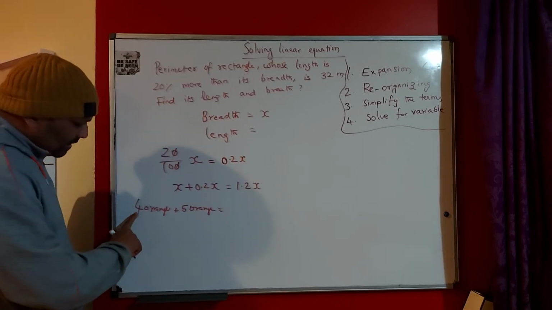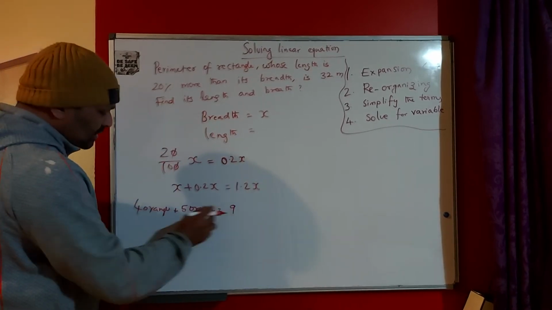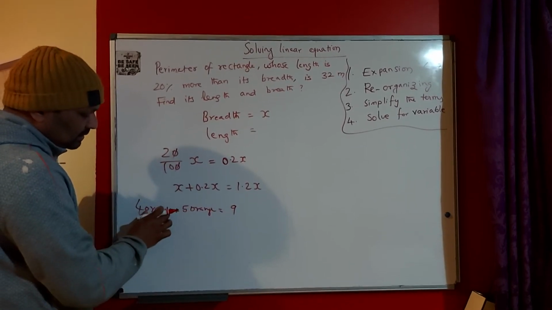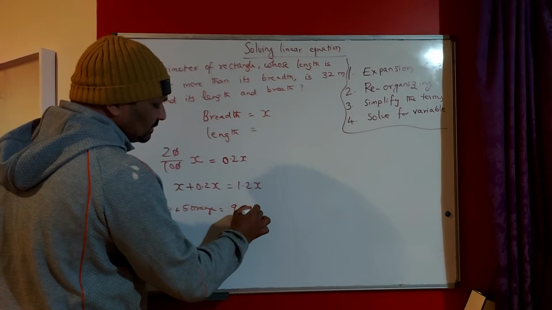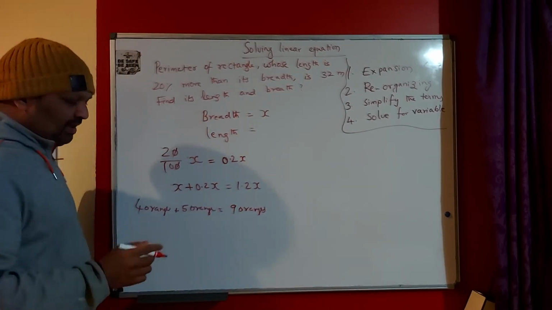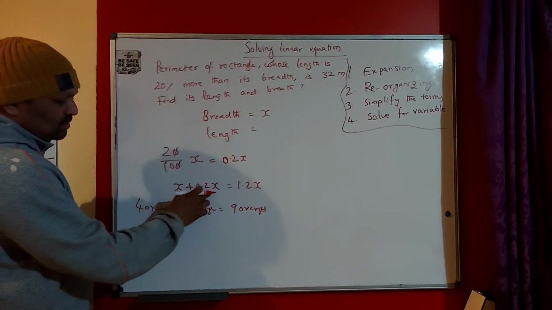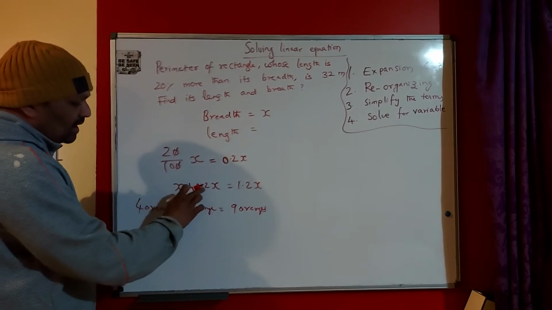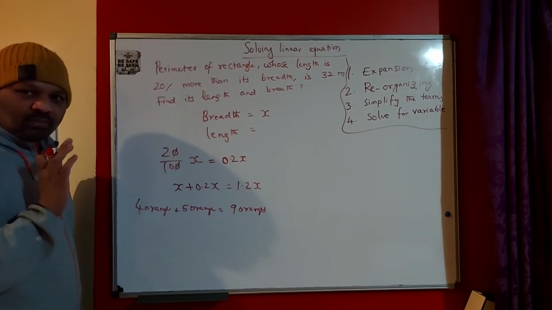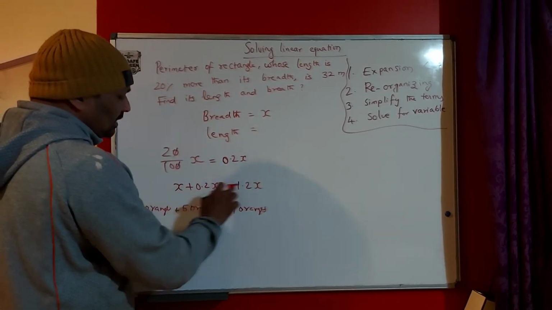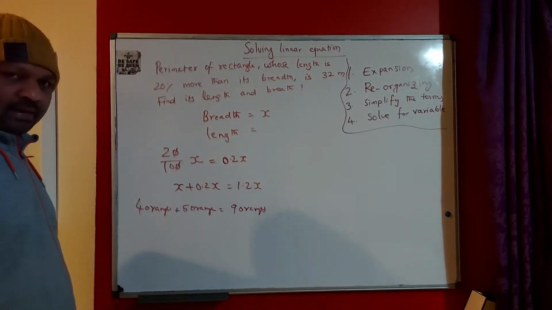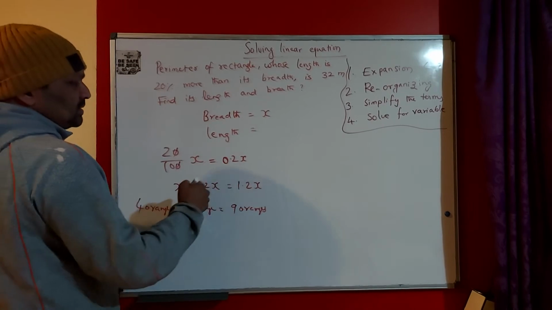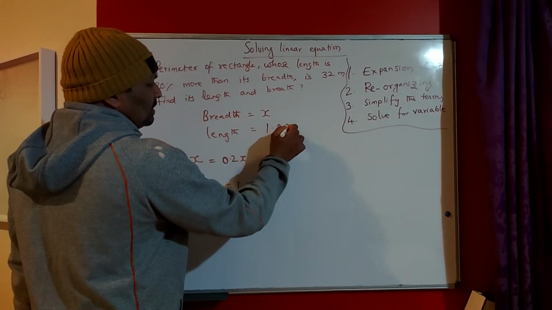What do you do? You add 4 and 5, 9, and whatever is the thing under consideration, you keep it next. Oranges, 9 oranges. The same way, you have 1x plus 0.2x. You add 1 and 0.2, you will get 1.2, and you keep an x next to it. Okay, it's as simple as that. Now the length is going to be 1.2x.